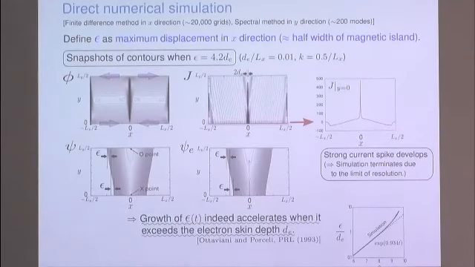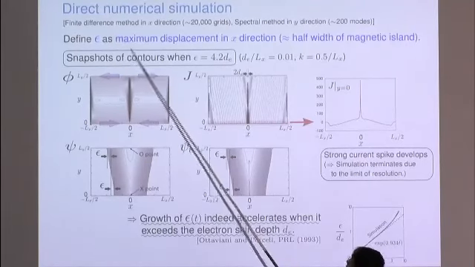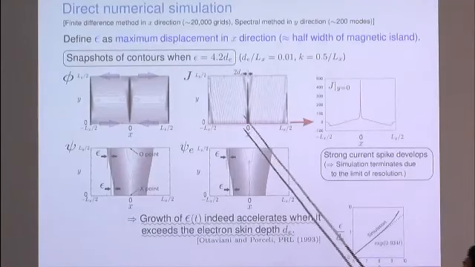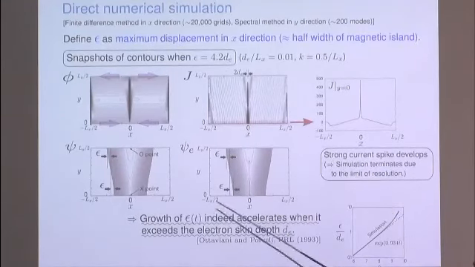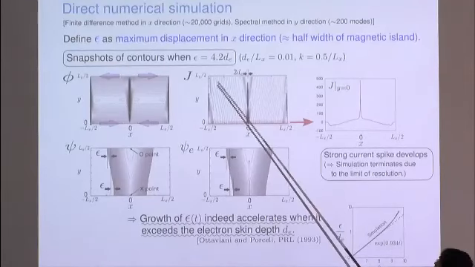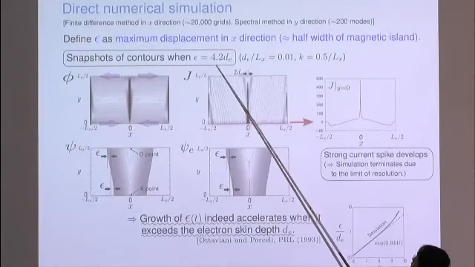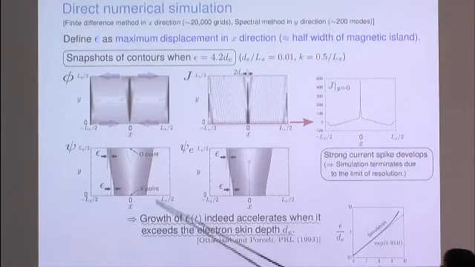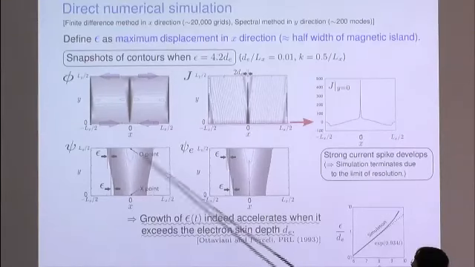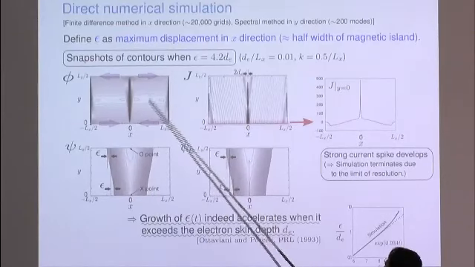And this is the result of direct numerical simulations. So I will always define epsilon as the maximum displacement in the x direction, which measures the amplitude of perturbation. So these snapshots are taken when epsilon reaches about 4 times d_e, the skin depth. So this is the flux function, the X and O points, and this is the corresponding flow pattern.